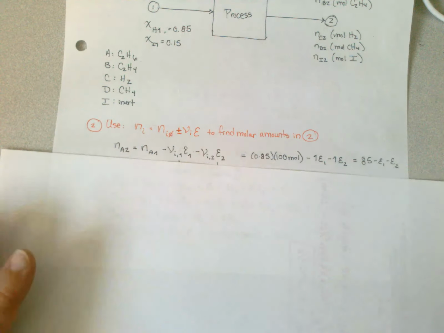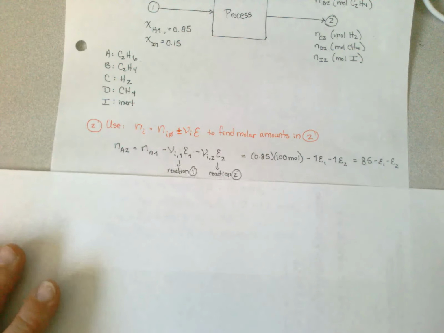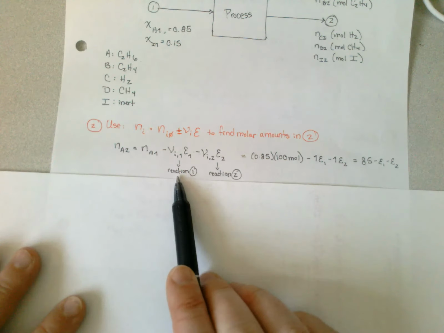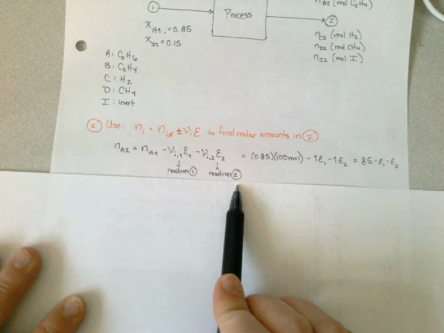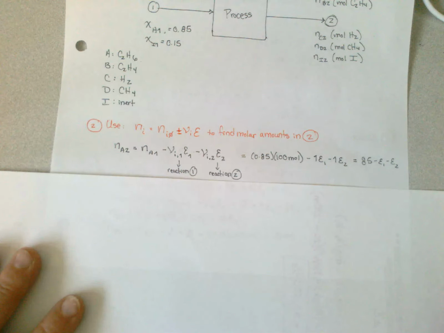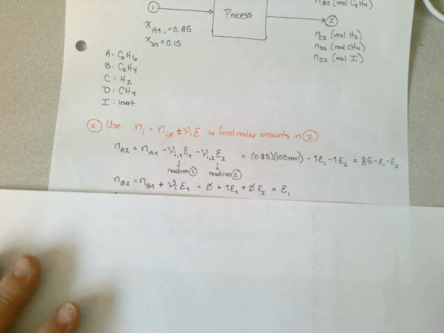So we have 5 different things, so we need 5 different equations. Just as a reminder, E1 comes from reaction 1 and E2 comes from reaction 2. Let's carry that thought process down as we do the next ones.